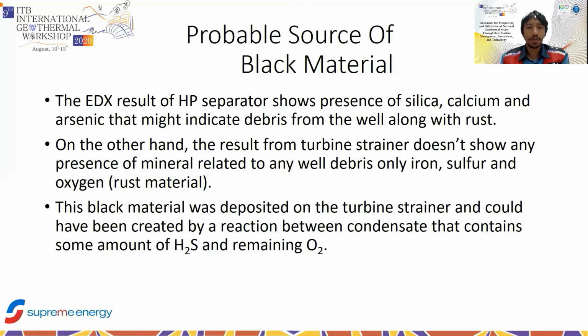And it also shows the difference between the strainer and the HB separator sample. So it's not from the reservoir, not from the casing. The casing is okay. Probably the remaining rust reacted with the gases.